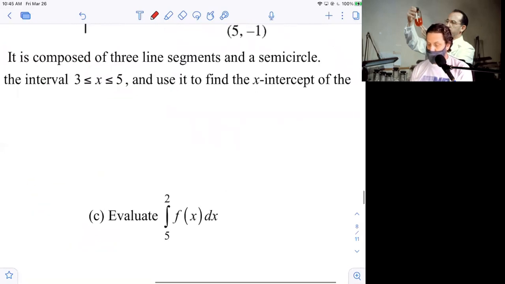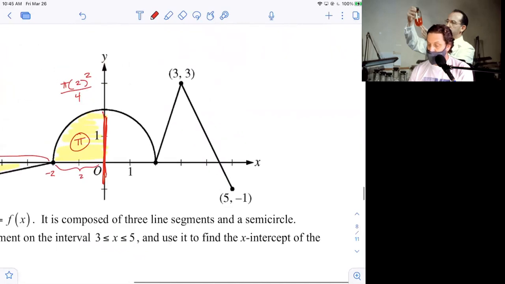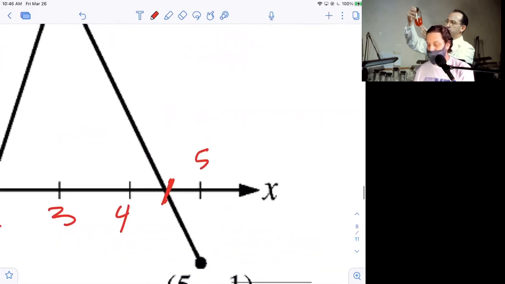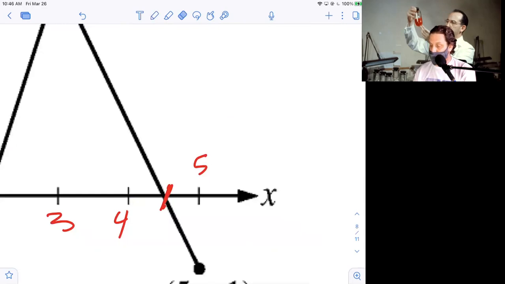Okay, let's do this one from 5 to 2. Now notice this happens every once in a while. This is 1, 2, 3, 4, 5. It crosses at a part that's unmarked. Can we figure out where it crosses? If you had to guess, what would you guess? 4.5? That's actually correct.